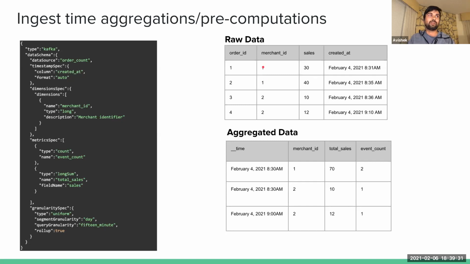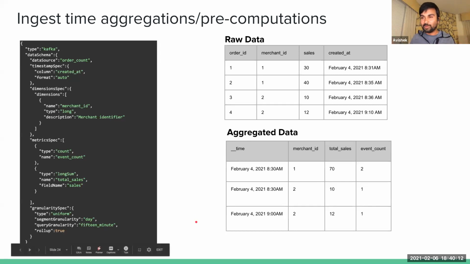So what the aggregator, what the indexer is going to do is roll up these two order ID 1 and 2 into a row of its own, right? So merchant ID 1, total sales 70, event count is 2. So this event count comes from here. We're just counting the number of raw data used to create this rolled up record. And we're also summing the total sales, right? So with just this very simple ingestion config, you can do pretty interesting rollups, aggregations, transforms, filters in Apache Druid while you're ingesting data.